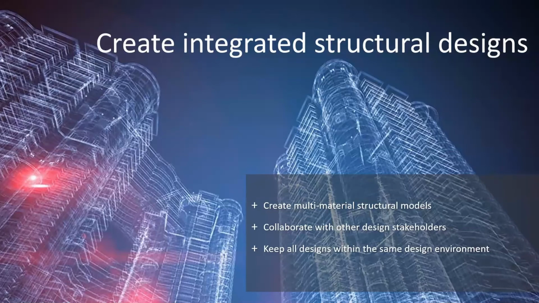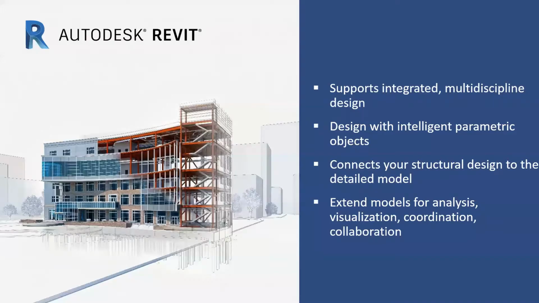Once this is done, we then go into Revit and further develop your design or your model. The way we would work with this is to link an architectural model into our Revit structure and then start coordinating our design with the architectural file as well. Now, Revit allows us to design with intelligent parametric objects, connect your structural design to the detail model as well, and then extend models for analysis, visualization, coordination, and collaboration at a later stage.